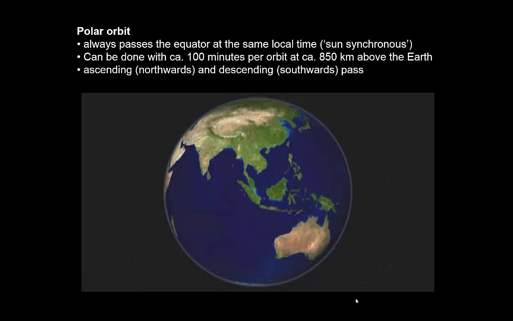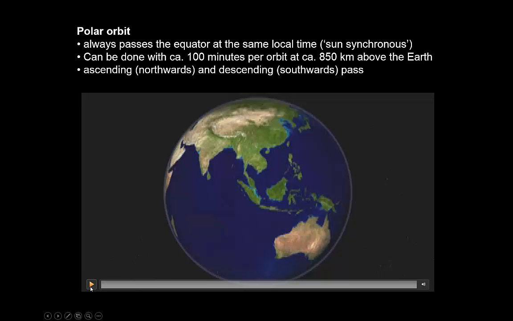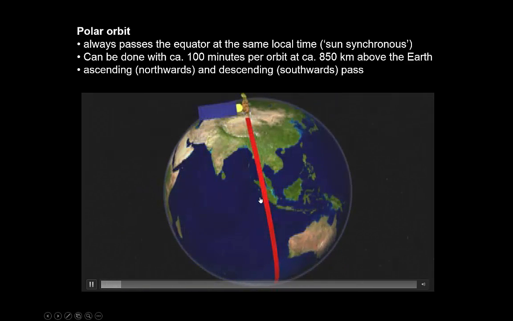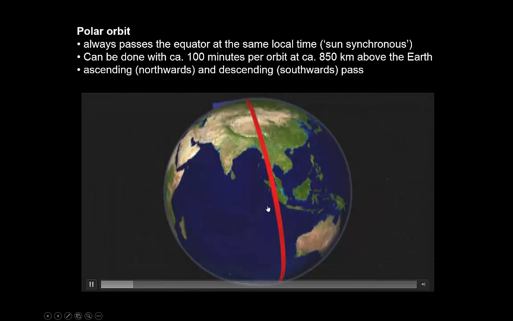All right, so that was a geostationary orbit. Now the polar orbit. The characteristic of a polar orbit is that it always passes the equator at the same time. And particularly, it usually passes the equator with the sun at its back. And we call that sun synchronous.